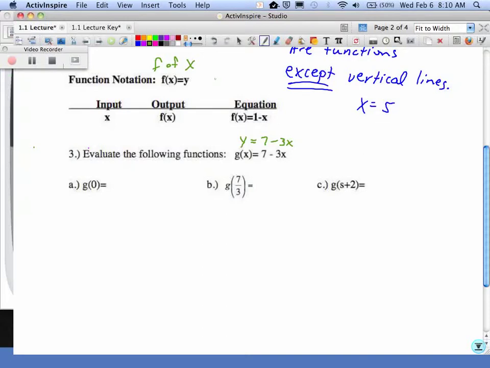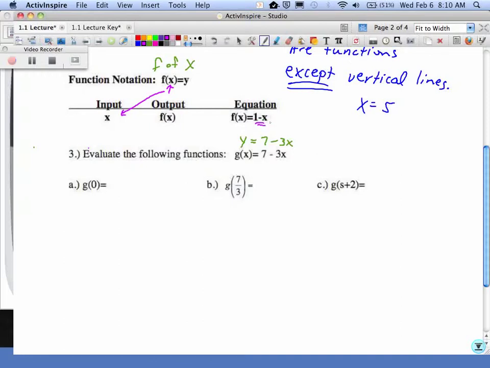Your input variable, they always tell you what the input variable is, and that input variable could be t for time, so you might have h for the height of something based on t time, but again f and x are our standards, and then you just write the equation behind it.